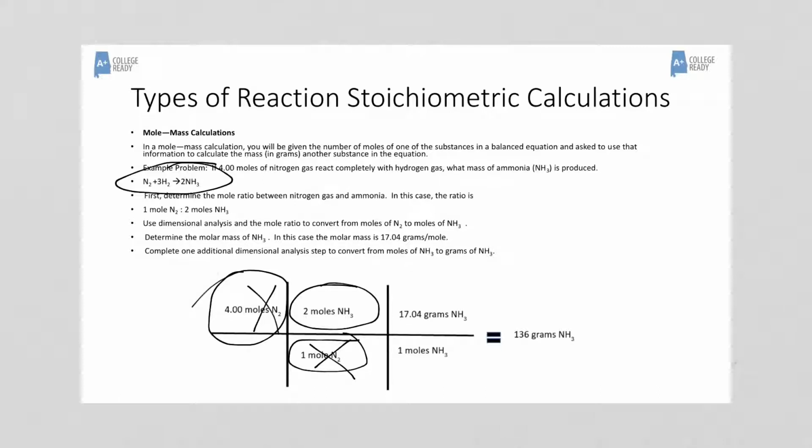So next we need to find the molar mass of ammonia. 1 mole of ammonia contains about 17.04 grams of ammonia. So that's another conversion factor. The mole portion has to go on the bottom so that moles of ammonia will cancel out. Now we multiply across the top, divide by the bottom, and we find out that when 4 moles of nitrogen react with extra hydrogen, we'll expect to produce about 136 grams of ammonia gas.